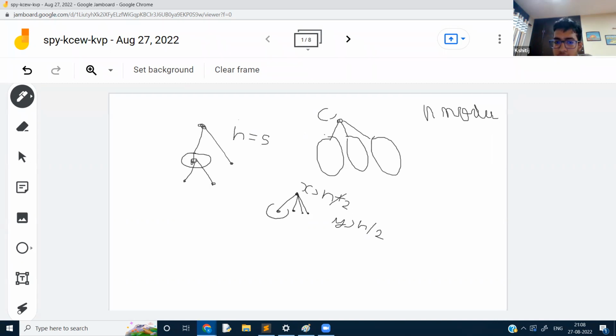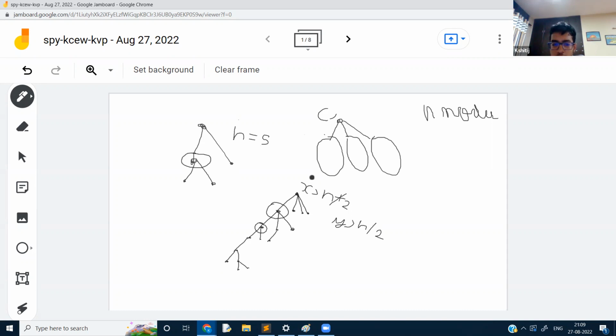So let this be the node with more than n by 2 nodes in its subtree. And we will keep going like this. This node might have size more than n by 2. We will add more nodes here. You can imagine some more nodes over here. And we will reach a point where there are no more children with size more than n by 2. This node will be the centroid. Let's prove it.